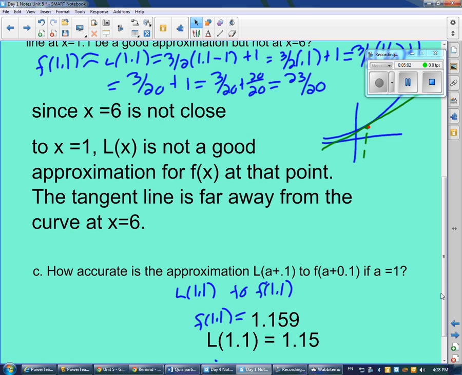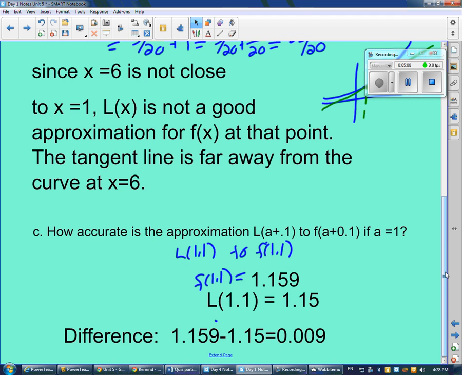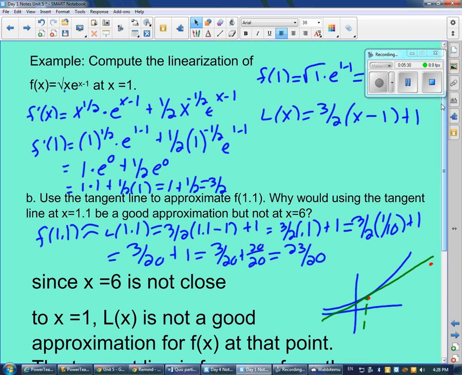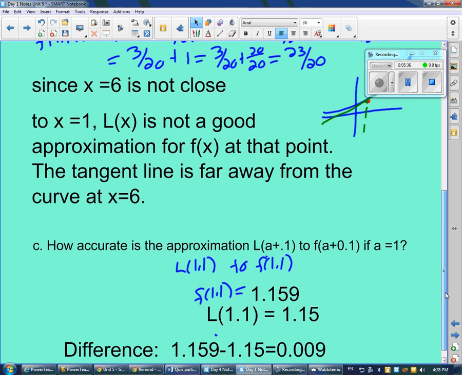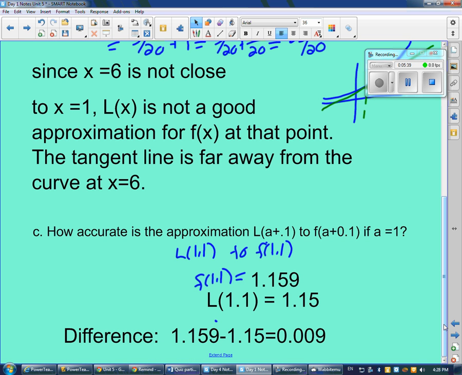Now part C says, how accurate is the approximation of L of a plus 0.1 to f of a plus 0.1, and a is just 1. So we just want to compare L of 1.1, if I plug in 1 for a, and f of 1.1. This part you have to use a calculator, so I'm going to calculate f of 1.1 by just plugging 1.1 into my original function up here, the square root of x e to the x minus 1. And if you do that, you get 1.159. And then store that value, guys, because we need it in a little bit.